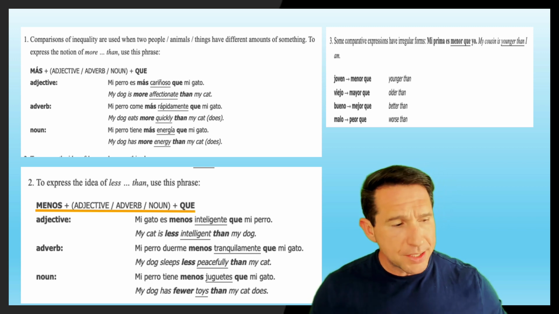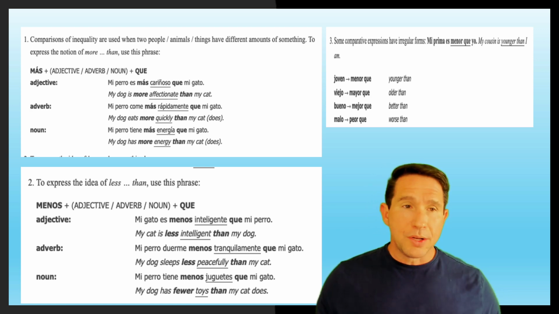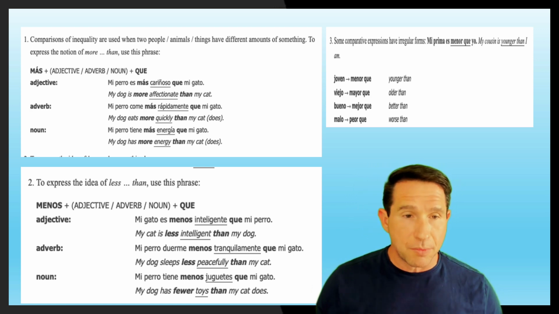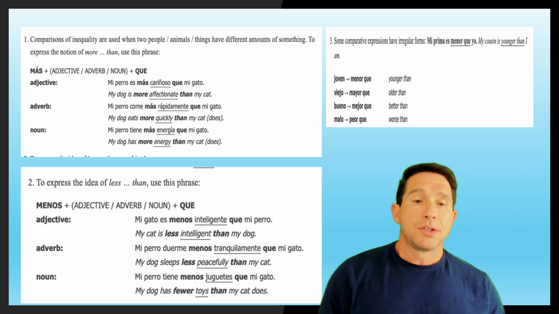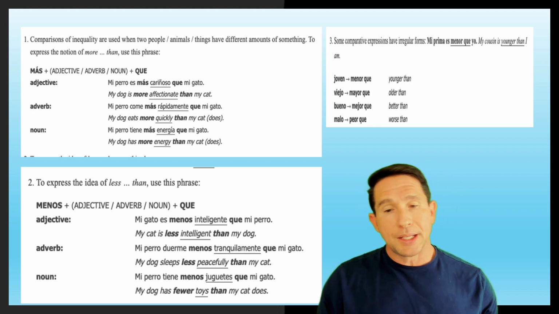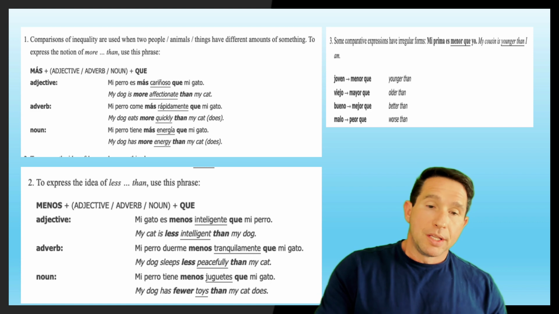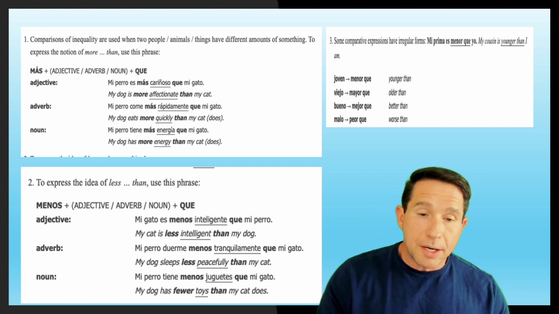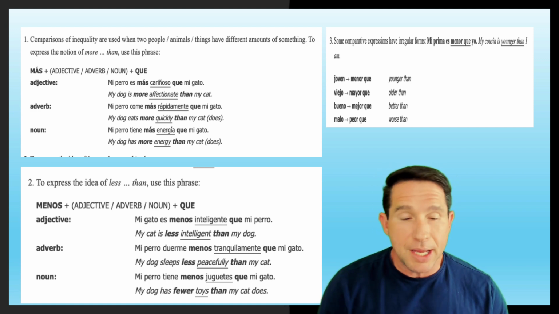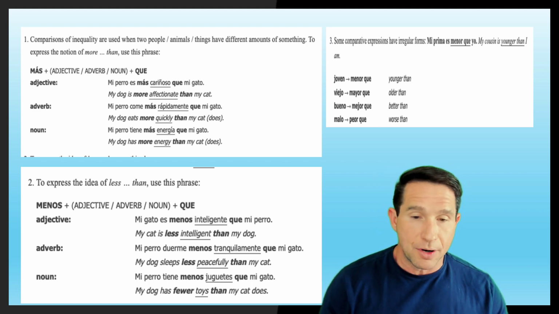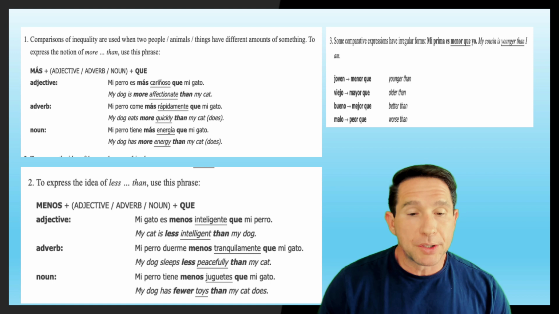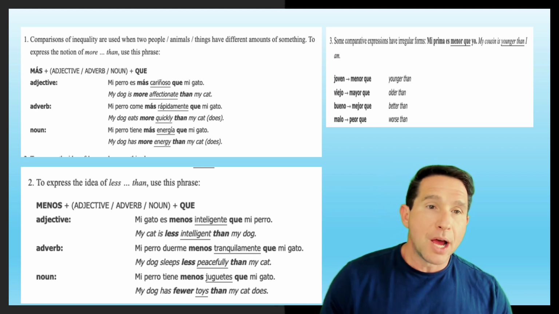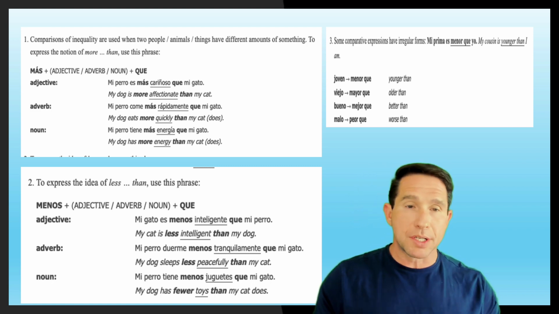Okay, so to express the idea of less than, we use the same thing. Menos, adjective, adverb, noun, and then que, and then whatever else we're comparing, right? So mi gato es menos inteligente que mi perro. Less intelligent, adjective, right? Adverb, mi perro duerme menos tranquilamente que mi gato, right? Adverb, peacefully. Mi perro tiene menos juguetes que mi gato, a noun. Now, it's always más que, menos que.